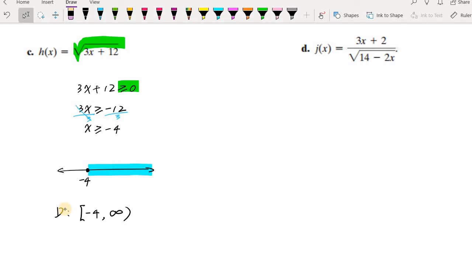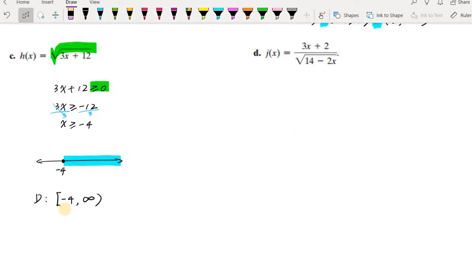That is our domain. Part D, we have 3x plus 2 over the square root of 14 minus 2x. Okay, so here it's a little bit tricky. We have to think about two things. First, we know the denominator cannot be 0. Also, we still have to deal with the square root portion. Like we said earlier, that means this whole thing has to be greater than or equal to 0. From the square root, this implies 14 minus 2x is greater than or equal to 0. So that is one piece.